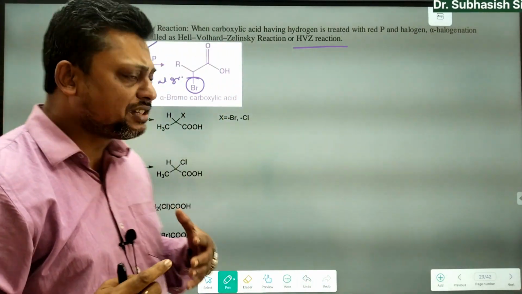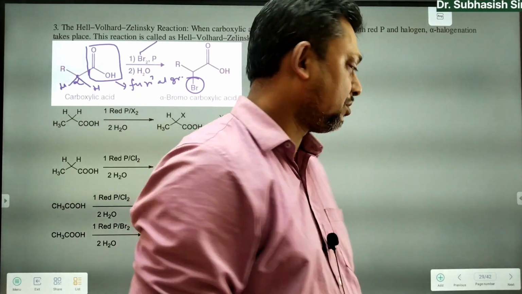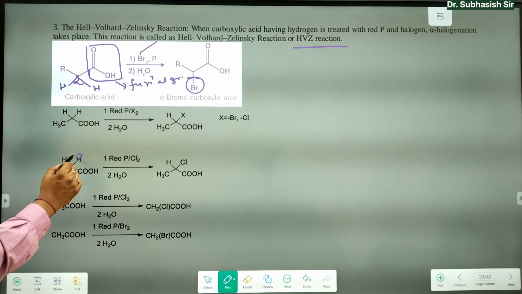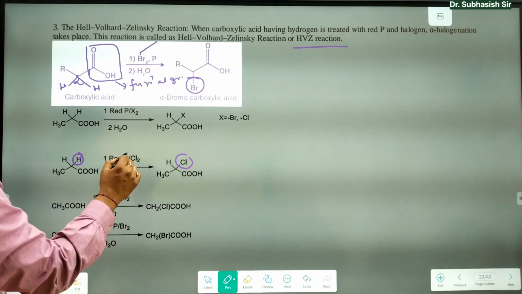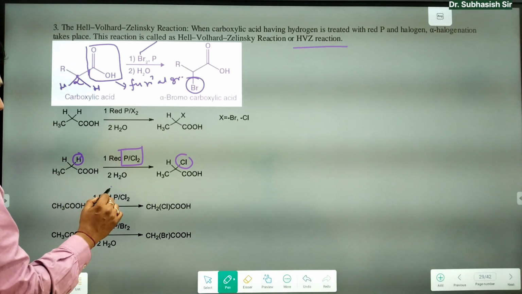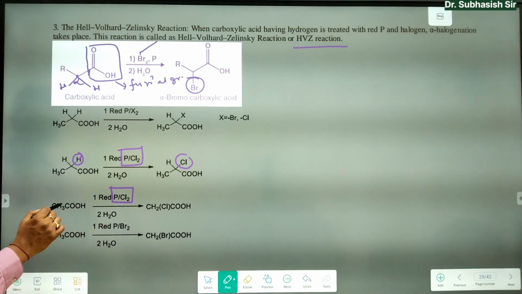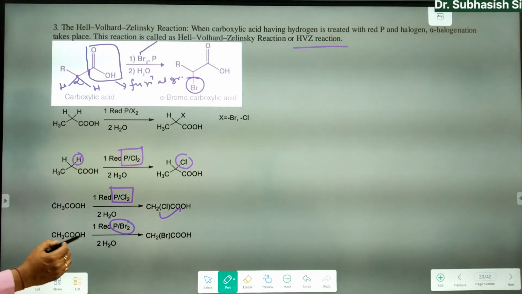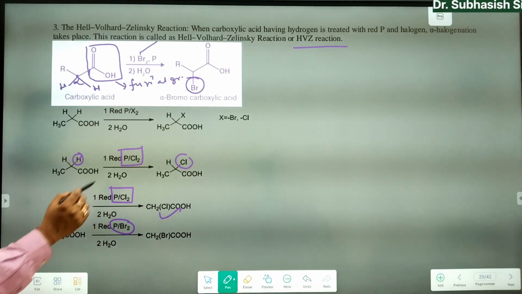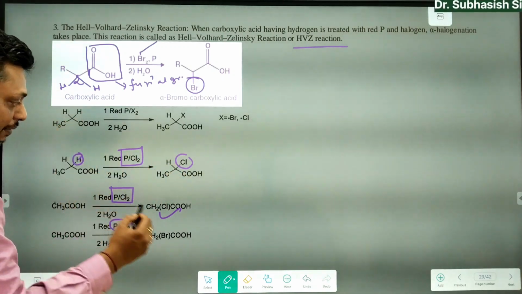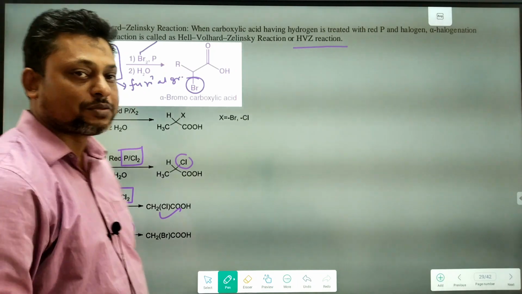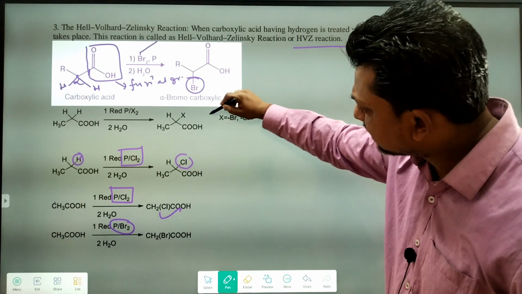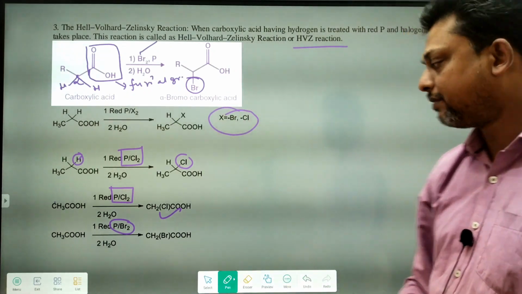So what is the HVZ reaction? It is nothing but alpha halogenation. As I have given more examples here, you can see these alpha hydrogens will be replaced by chlorine if you give red phosphorus and chlorine. Here also this chlorine will replace, and if you give red phosphorus and bromine, you will get bromine in this position. So this is called a halogenation reaction, where X may be chlorine or bromine.